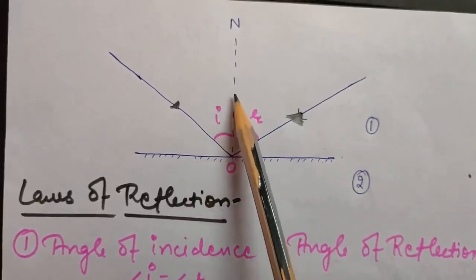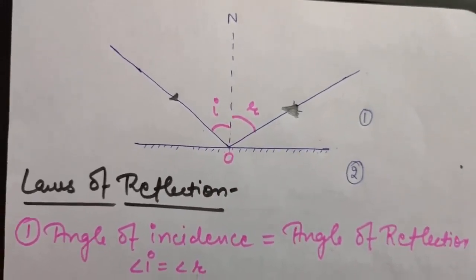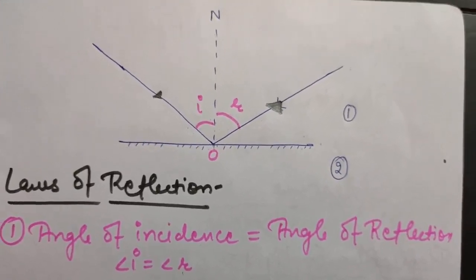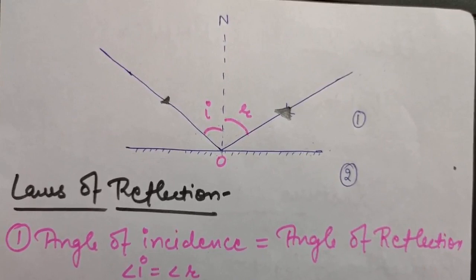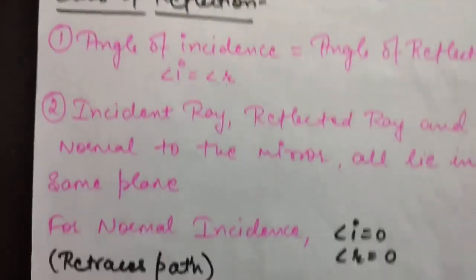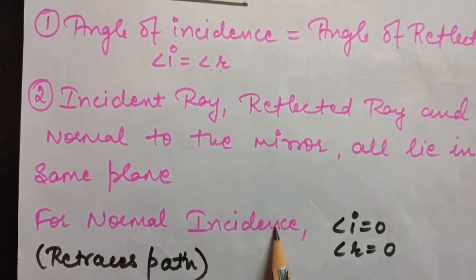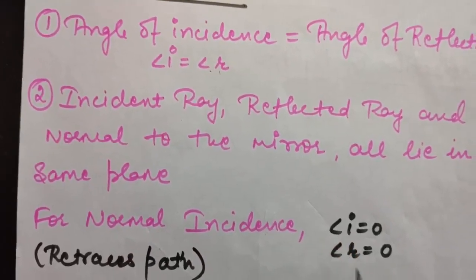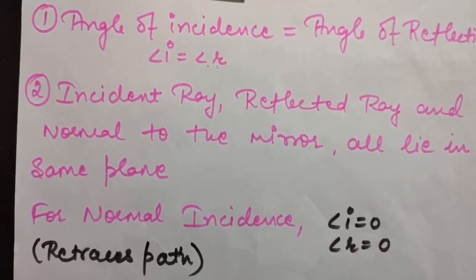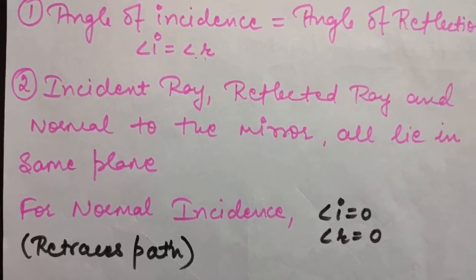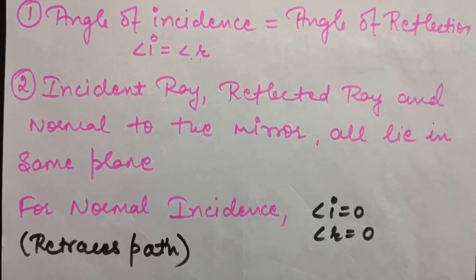If the normal ray and the incident ray are coinciding with each other, that means the angle of incidence will become 0. And from the first law of reflection, that is angle of incidence is equal to angle of reflection, angle r will also become 0. Therefore we can say for normal incidence, that is when light falls normally on a plane, the angle of incidence as well as the angle of reflection are 0 degrees. Because the angle of reflection is also 0, the incident ray will retrace its path when it falls normally on the mirror.